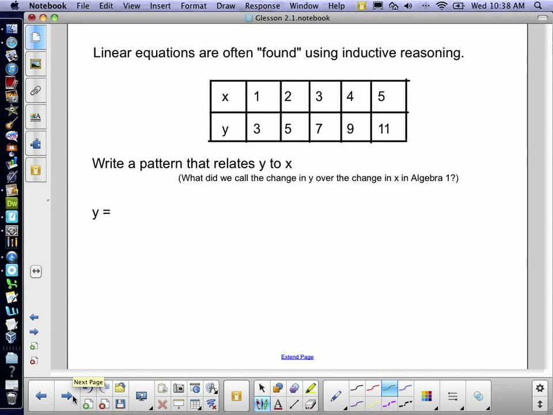Linear equations can be found using inductive reasoning. And here we have a linear pattern. Now, I've got a chart here of x and y values. Some of you probably already have the equation figured out in your head, but let's talk through the process because it's been a little while for some of you. What do we notice about the x values each time? Let's look at the pattern in the x values. What are we doing each time? They're going up by 1. Up by 1, okay?